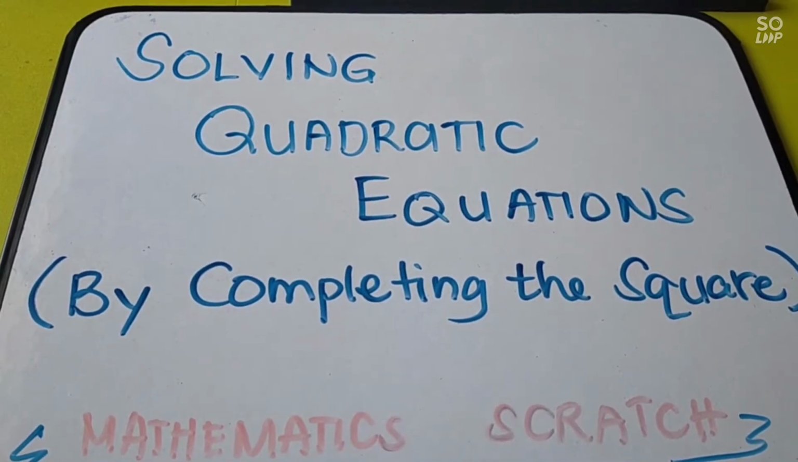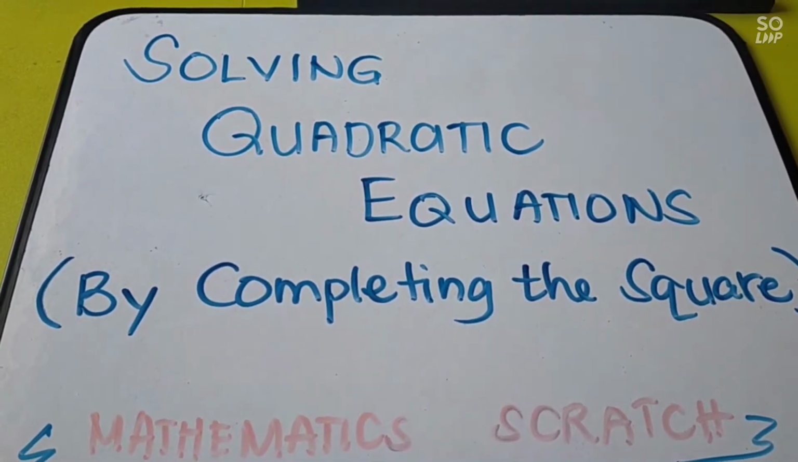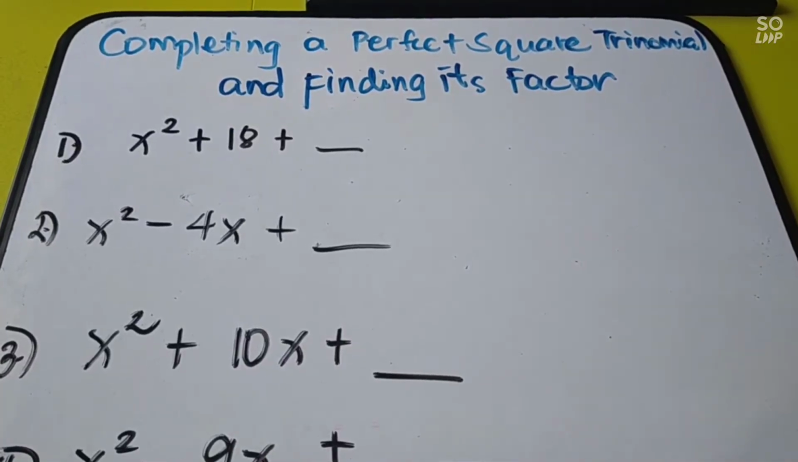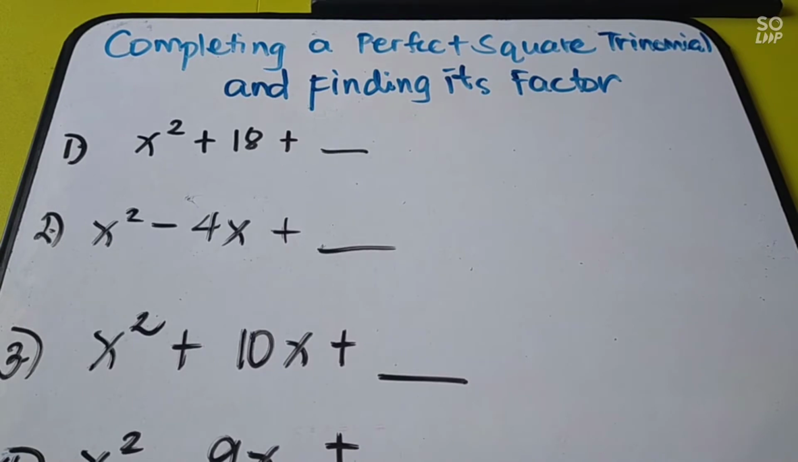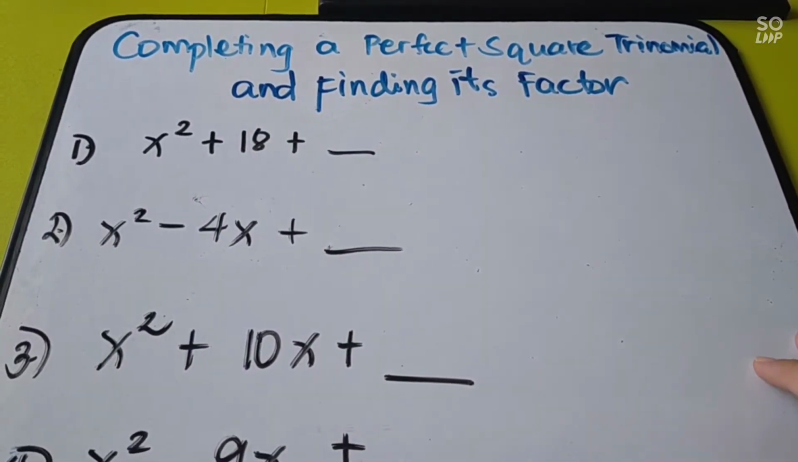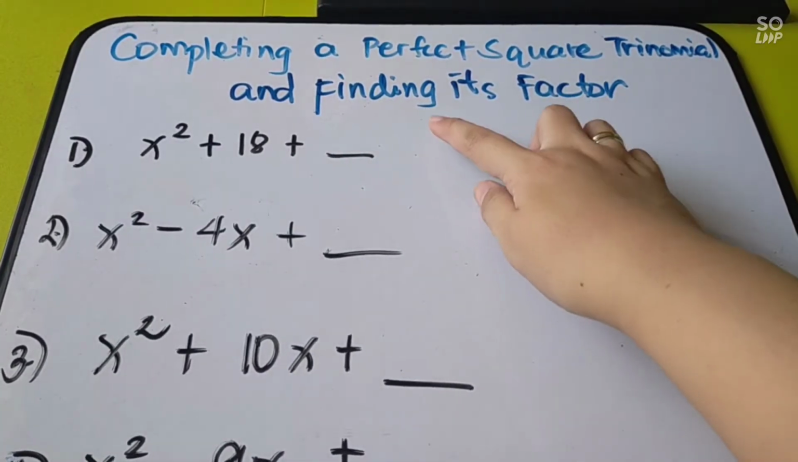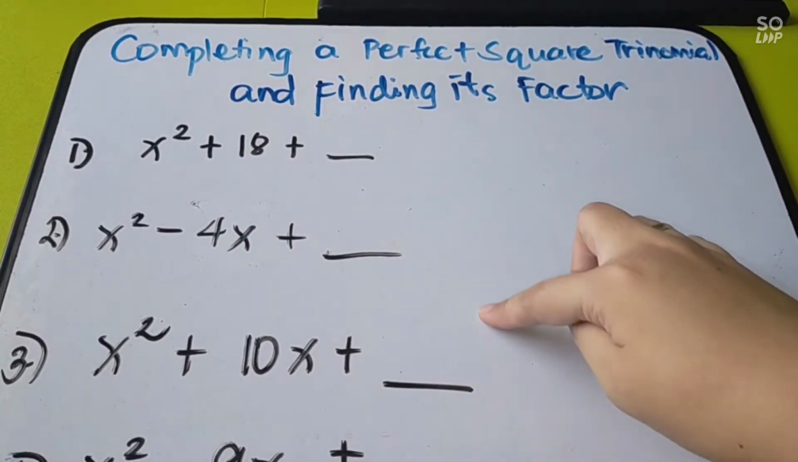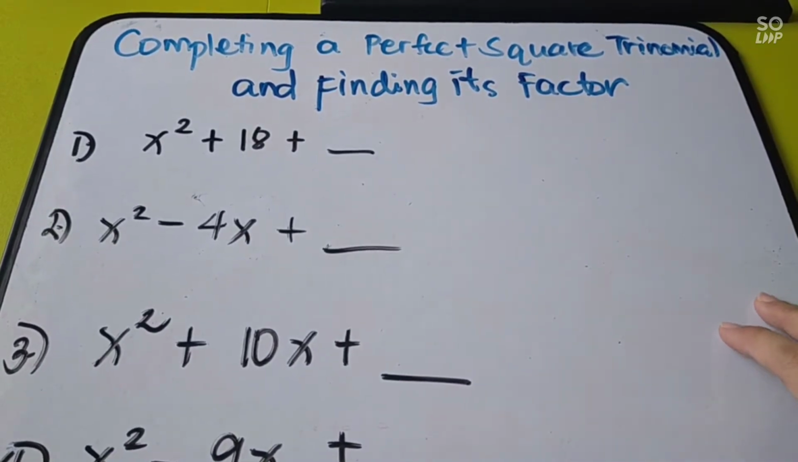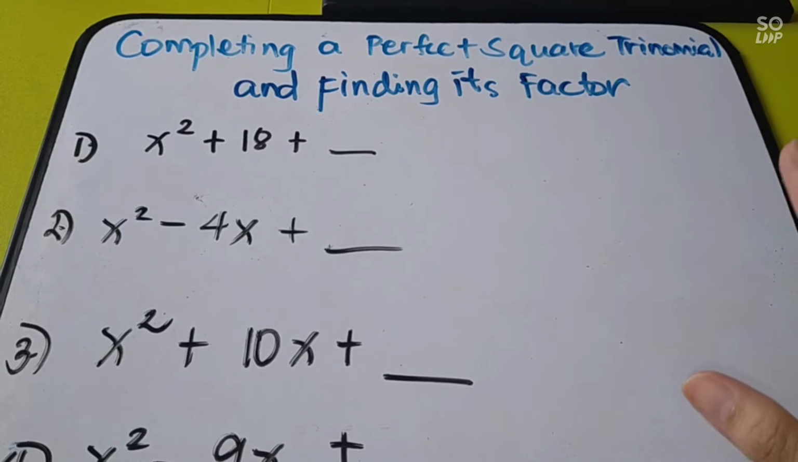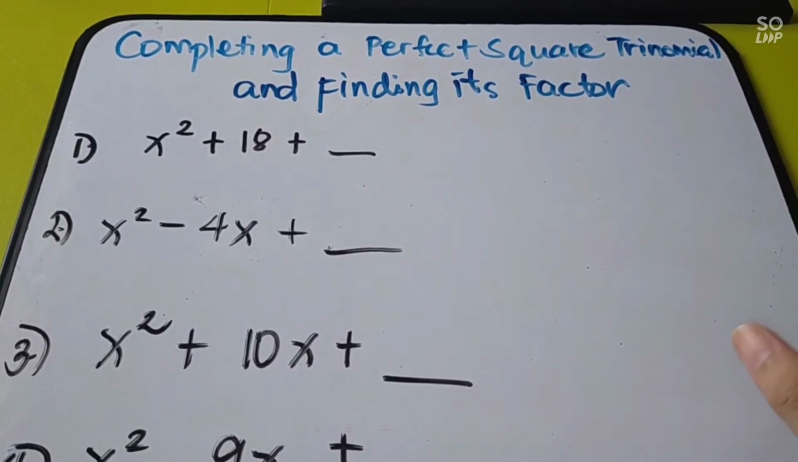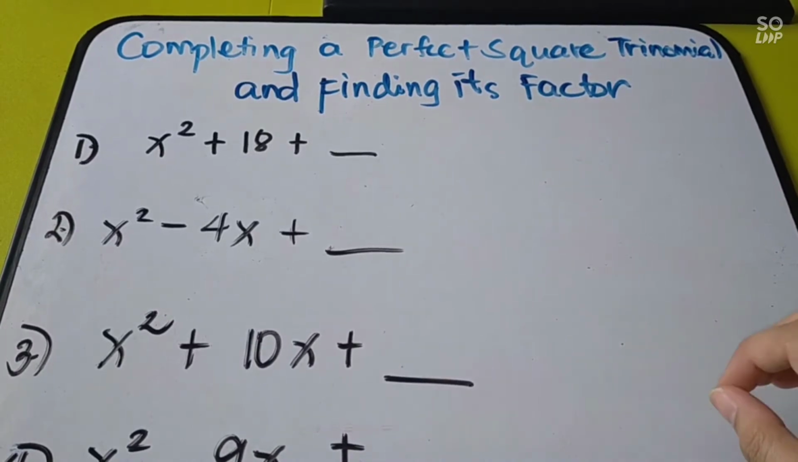In this lesson, we are going to solve quadratic equations by completing the square. Before we proceed to our main topic, let us be familiarized first with completing the square of a trinomial and finding its factor. Meaning, we are going to find the missing term in each perfect square trinomial. Then, afterwards, we are going to factor. Ito yung i-apply natin doon sa ating solving quadratic equation by using completing the square.